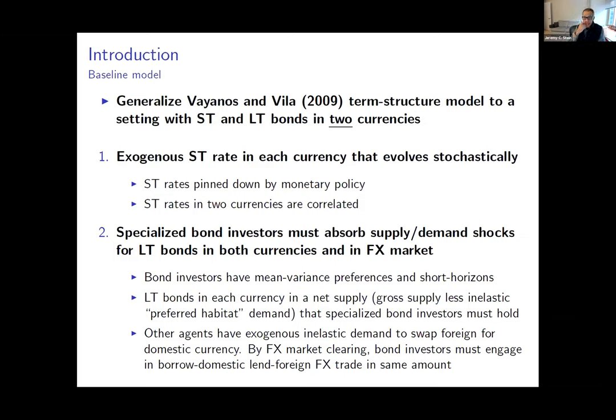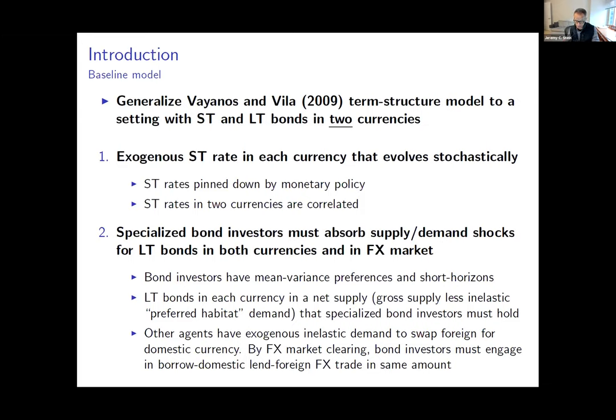And the way it's going to work is, what's going to be exogenous, you can think of this as monetary policy, the path of the short rate in each of the two countries is going to be exogenous. Okay, so what remains to be pinned down are the long rates, which will have to do with term premia, and the exchange rate, okay?